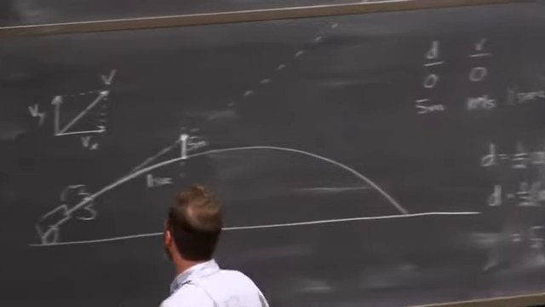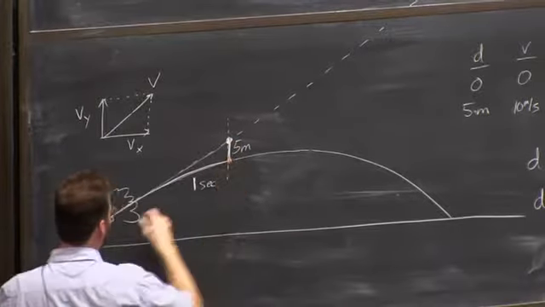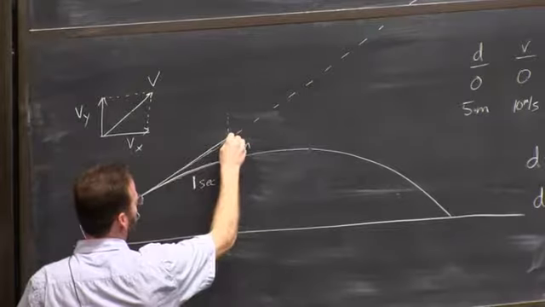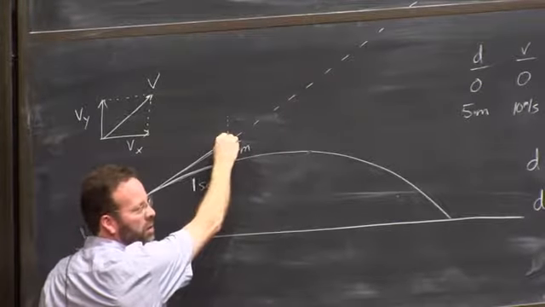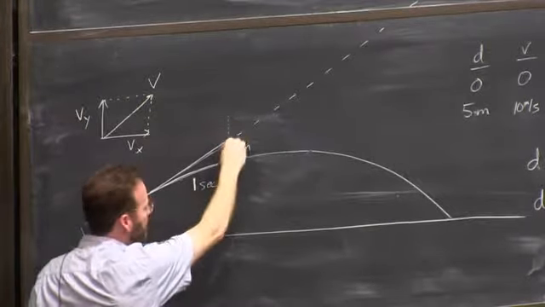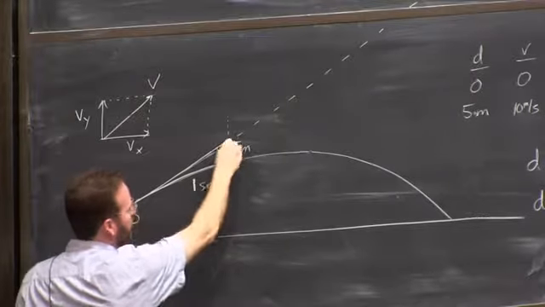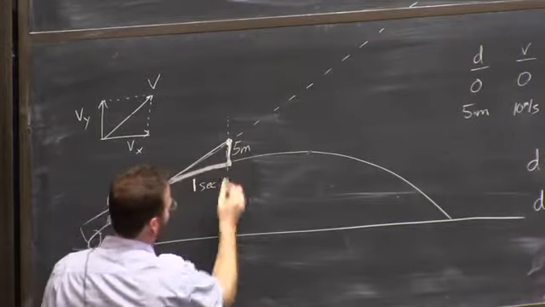So that's how far it falls. It's as if you didn't have gravity, it would make it that far. But we turned gravity on, so it's as if it fell 5 meters in that same amount of time. And so it ends up there.